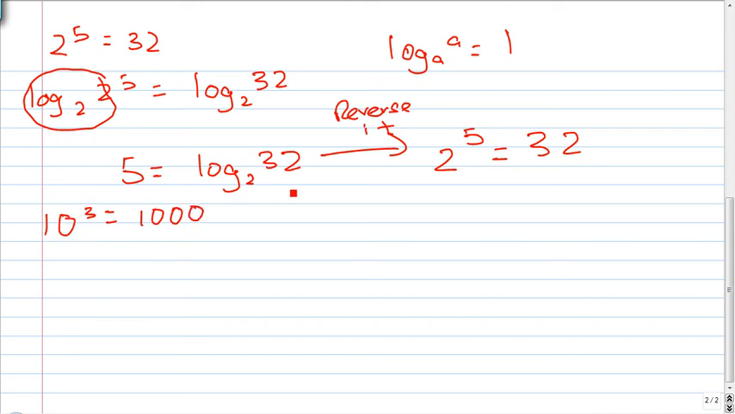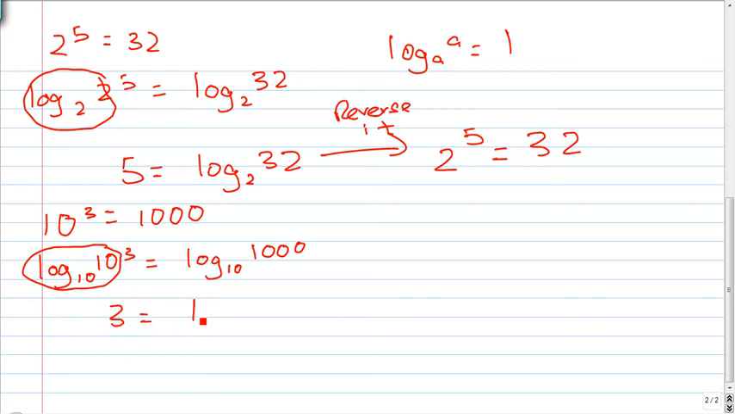Alright, yet another example, 10 to the power of 3 equals 1000. This is 10. So can I attach log base 10 to both sides? Log base 10 of 1000. Now remember, log base 10 of 10, which is log base a of a, will give you 1. So this will give you 1 times 3, which is 3 on the left hand side, and this is your answer.